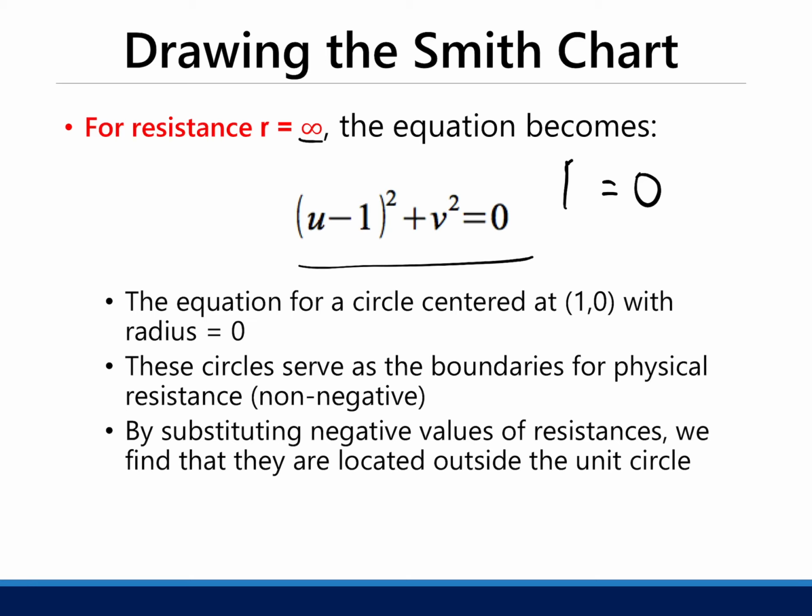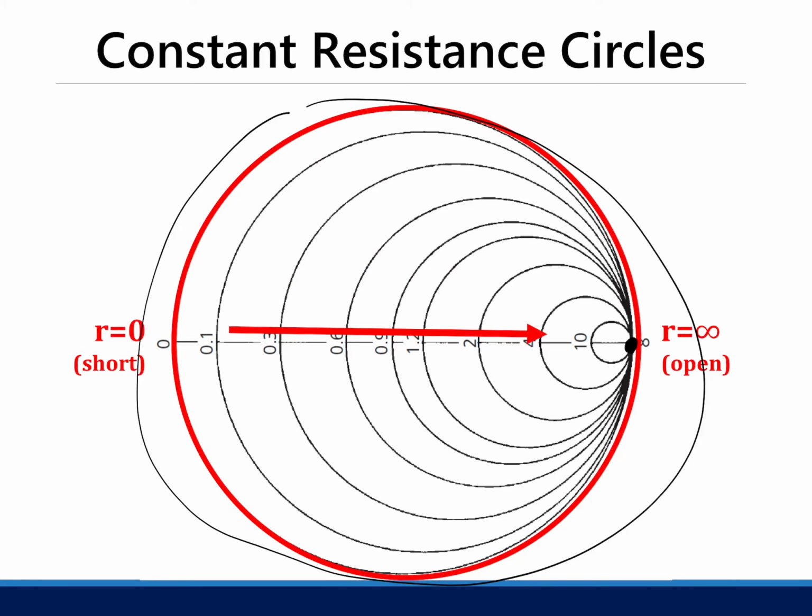So the radius of the circle is 0. That would represent a dot, and that dot is located at u is equal to 1 and v is equal to 0. So that is centered at 1, 0. A dot centered at 1, 0, that would be this dot right here. So anything in between, a resistance in between, would mean that your radius is decreasing and your center is constantly displaced in this direction. So this is the constant resistance circle.